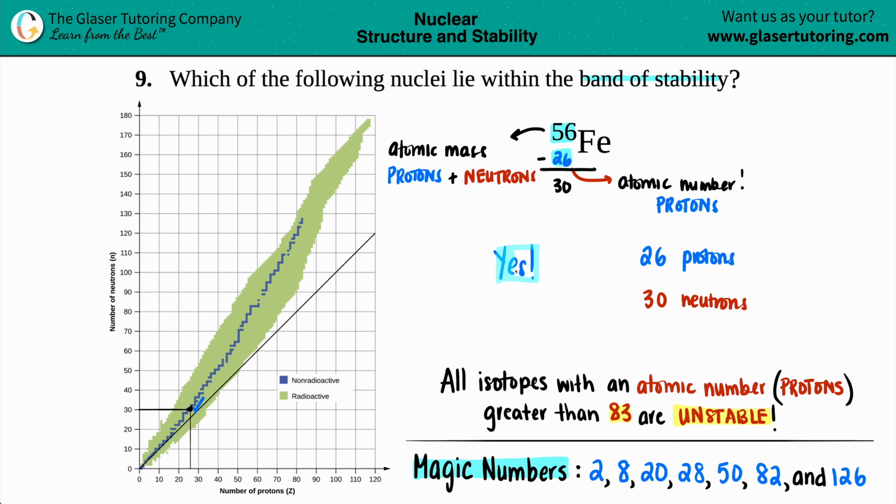But if your atom with the protons and neutrons was in the green, then you would say, no, it is not. And that's it.